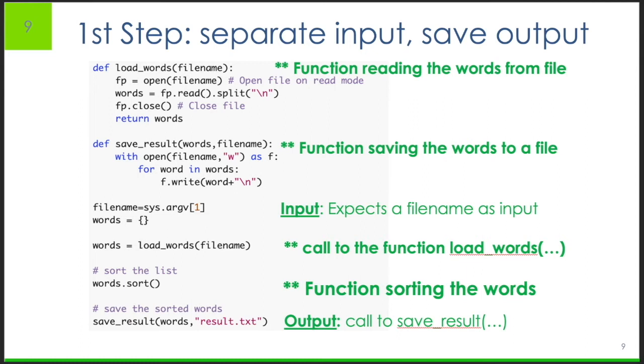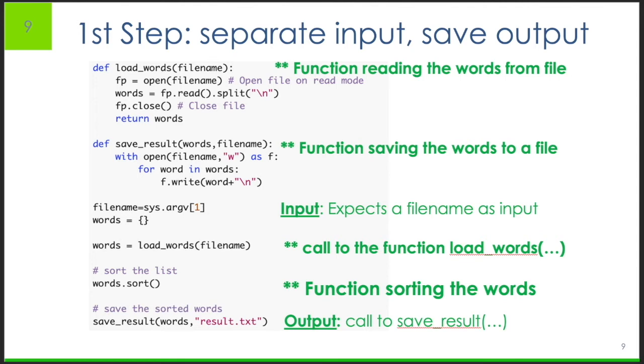So you need to create a function that reads the words from a file instead of having this list of words embedded in your program. Then you need to save: instead of printing, you need a function that saves the words to a file. So the function that reads them from a file for input, and the function that saves the words to a file for output.